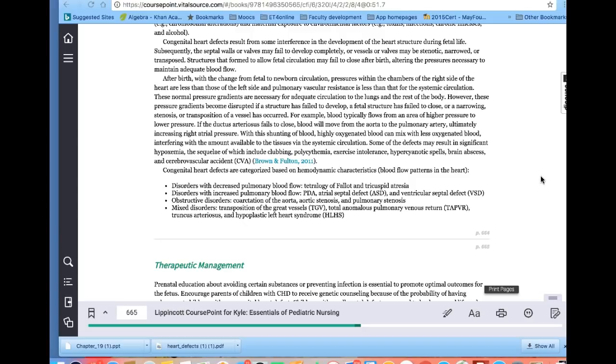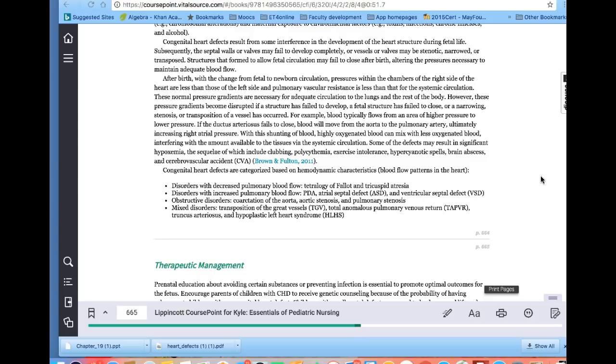Okay, so there used to be classifications of cardiac defects, acyanotic and cyanotic. We don't use those terms anymore. They use these four groups or classes to describe cardiac defects: disorders with decreased pulmonary blood flow, disorders with increased pulmonary blood flow, obstructive, and then mixed. So when you talk about acyanotic defects, those are the ones with increased pulmonary blood flow. Most everything else is cyanotic.